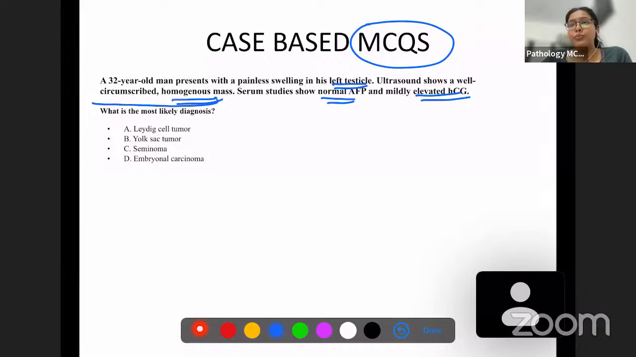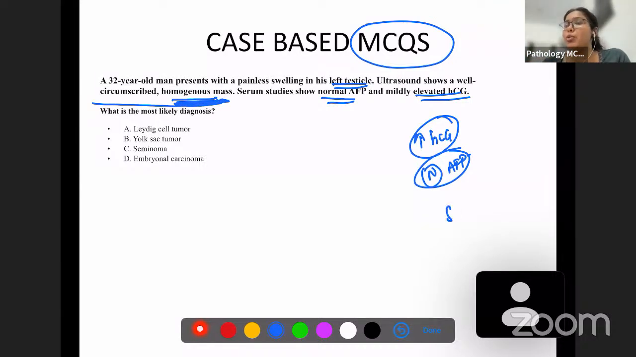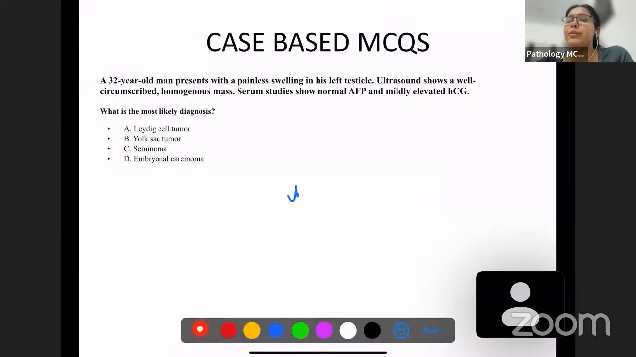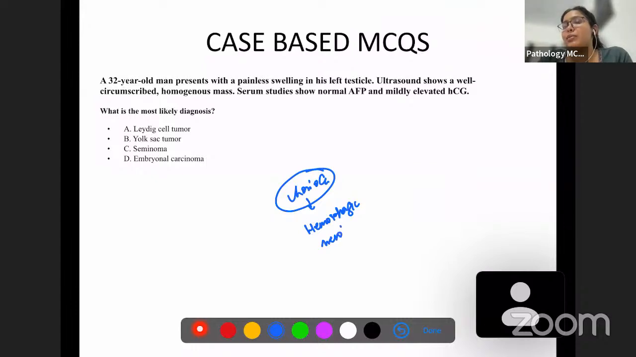Now this question is truly very tricky because they have given you increased HCG, normal AFP. But they have given you a homogeneous mass, which is a seminoma-like mass. So here is where that comes into play. Elevated HCG will be seen in which one? It will be seen in choriocarcinoma, right? But choriocarcinoma usually does not have a homogeneous mass. You're going to have a hemorrhagic necrotic mass.